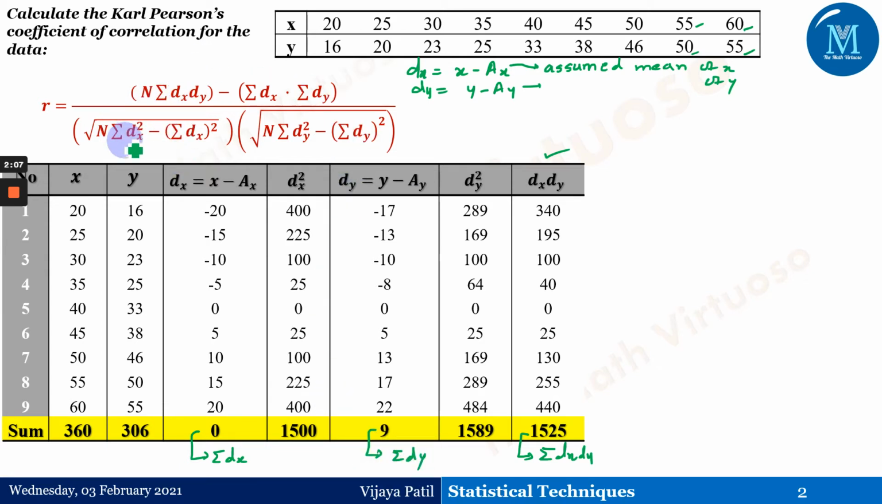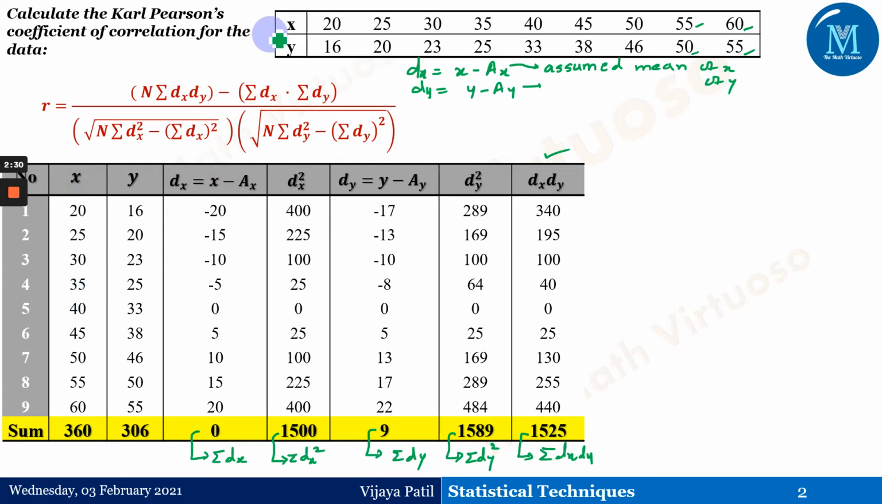And then in the denominator we need the summation of dx squared. So dx square is this, and this 1500 is giving me summation of dx squared. Similarly, this is summation of dy squared. Okay, so this is what we need about the table. Now let us find out how this table has been formed.